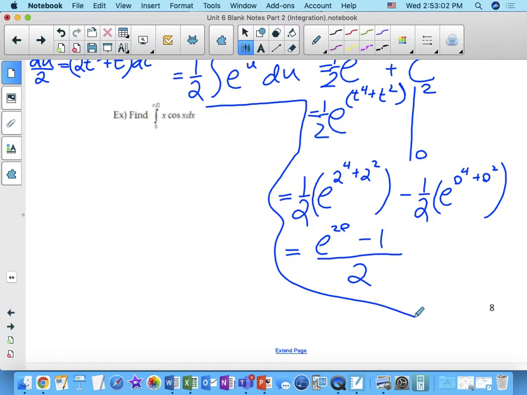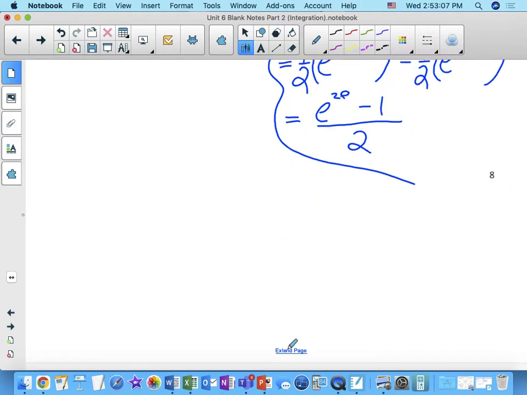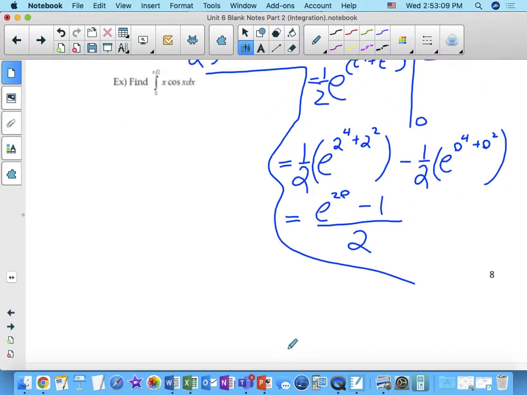Okay, last but not least. What strategy are we going to use here? Yeah. There you go, integration by parts, yeah. Okay, and then what should we make u and what should we make v prime? Harry? X should be u and v prime should be cosine.